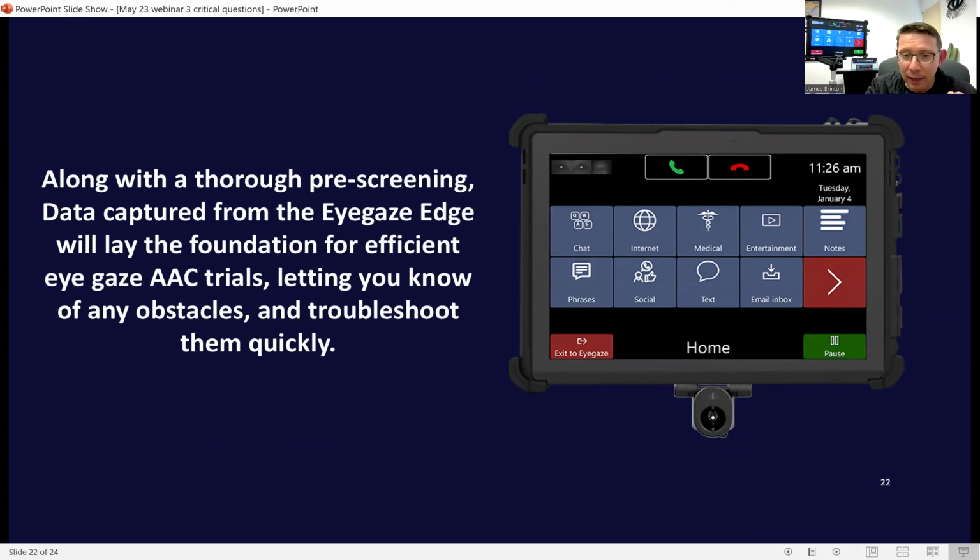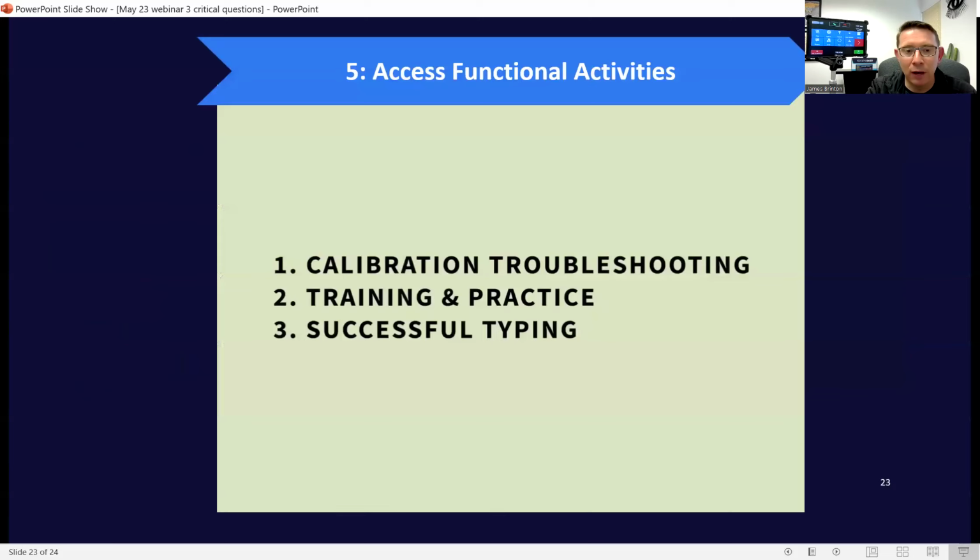So I like to try the Eyegaze Edge first in the lineup of devices because having this data for all of the devices you try can make things more enjoyable for the communicator and also efficient for you as the evaluator. Here's one last video of 2 people who came to us saying, eye tracking does not work for me.